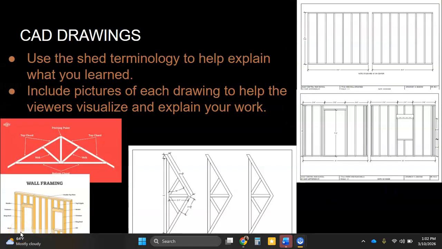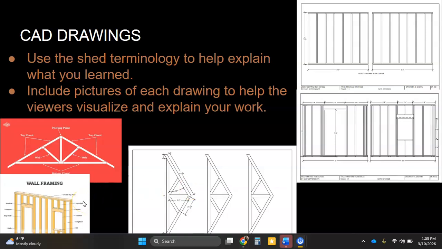Alright, so for the CAD drawings, some things that we needed to learn were the definitions of included trusses, which we learned are triangular shaped roof pieces which allow load bearing to be transferred to the supports. This red picture here is a picture of a truss, which we built, as well as this picture down here. This is also a truss.